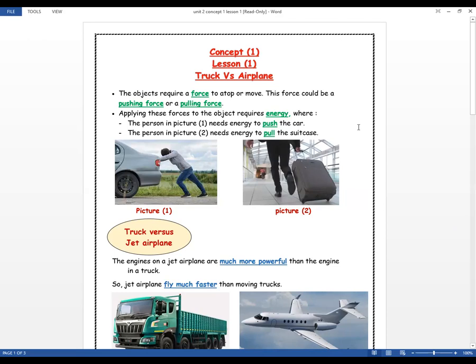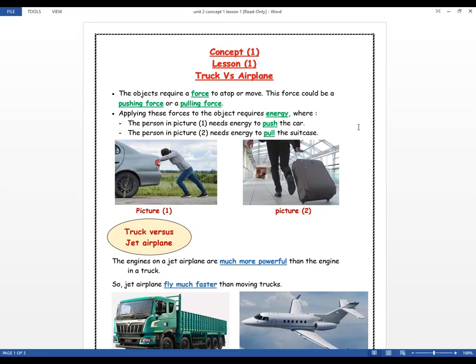The objects require a force to stop or move. This force could be a pushing force or a pulling force. So the object needs force to start moving or to stop moving. This force will be a pushing force or a pulling force.